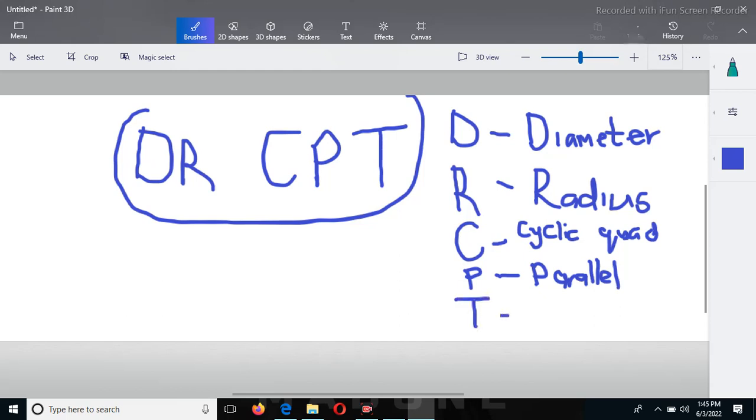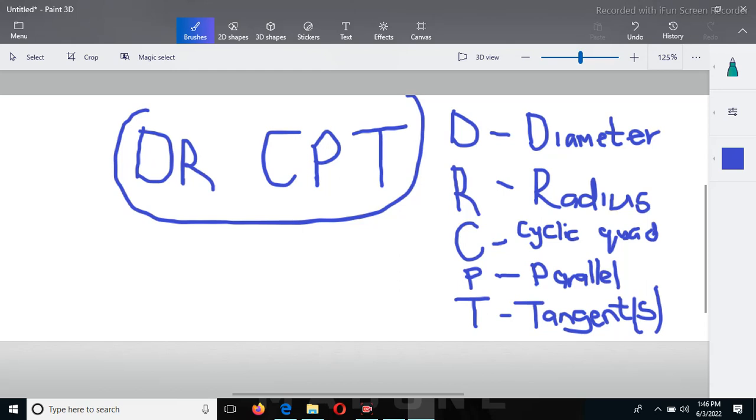Okay, sounds familiar, right? If you wrote your paper one, you will know that you find tangents when you're dealing with functions and everything like that. Okay, guys, so please do note down everything that I'm doing here so that you can understand what is going on. So, guys, we have Dr. CPT right there. D stands for the diameter, R for the radius, and C for the cyclic quad, P for parallel lines, and T for tangent or tangents. It's fine. My bad. All right. So I hope everyone has noted that down, right?